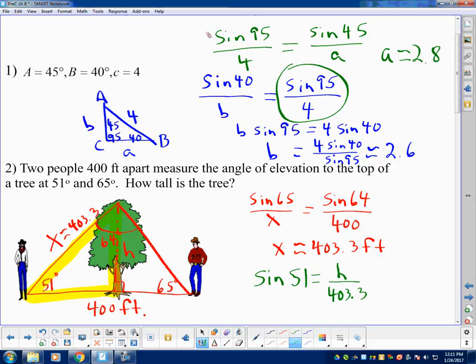So h is about equal to 313.5. It kind of depends on how far you carry it out, if you carry out your decimal till the end or not. But close enough. 313.5 feet is the height of the tree. So another way to indirectly measure the height of something is law of sines first, and then use the right triangle next. So any questions on that one?